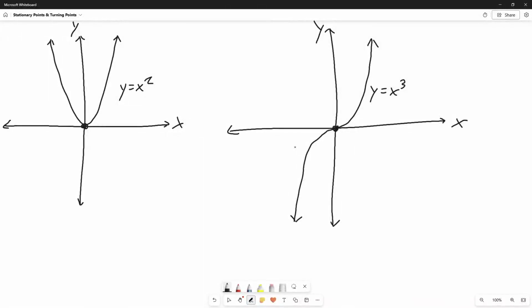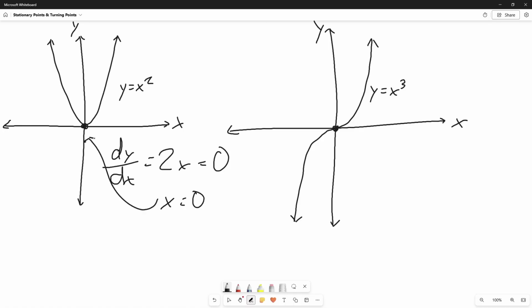And to find stationary points, all you need to do is just take the derivative of your function and set it equal to 0. So for example, let's do y equals x squared, and dy over dx is equal to 2x, and set this equal to 0. And then our only solution is x equals 0, which you can see on the graph right there. And if the question asks you for the y value, or the coordinates of the stationary point, you simply plug in your x value back into the original equation and find your y value.